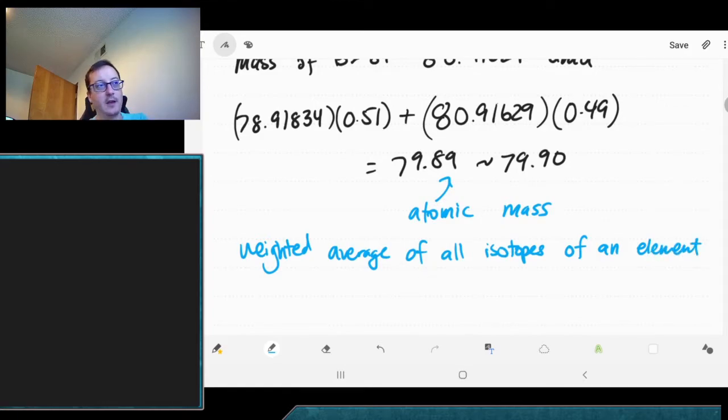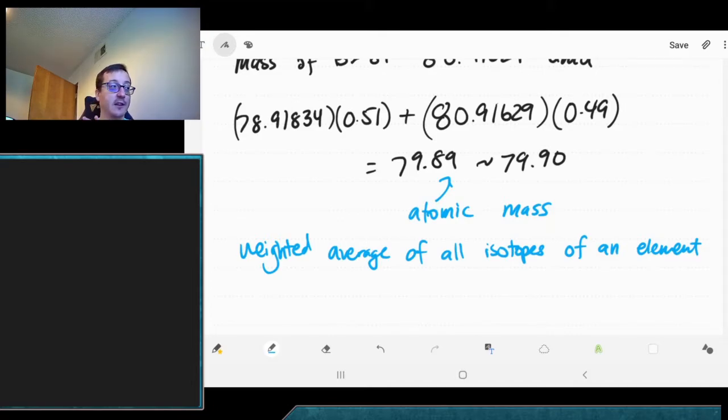So, if we were to take 100 atoms of bromine, statistically we'd say, okay, 51 of those atoms are bromine 79, 49 of those atoms are bromine 81. However, what's the average mass of any one atom that I pull out? If I were to equalize them all, take the entire mass of those 100 atoms and divide it by 100 equally, we would get 79.9 as our average.